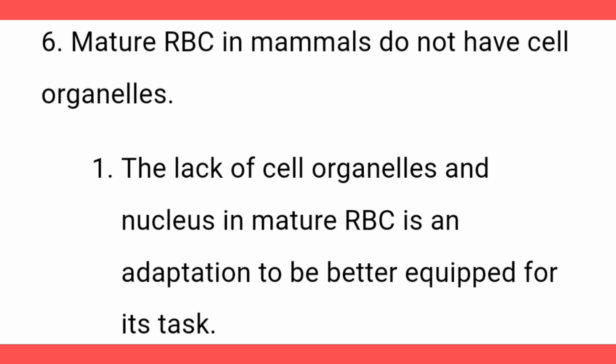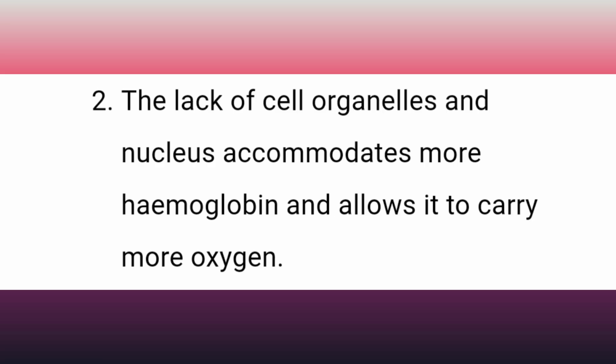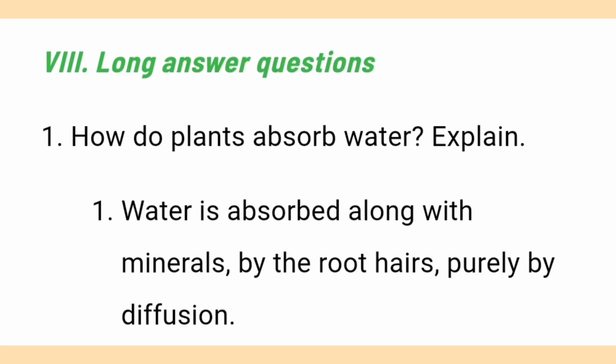Sixth question, mature RBC in mammals do not have cell organelles. Answer, first point, the lack of cell organelles and nucleus in mature RBC is an adaptation to be better equipped for its task. Second point, the lack of cell organelles and nucleus accommodates more hemoglobin and allows it to carry more oxygen.